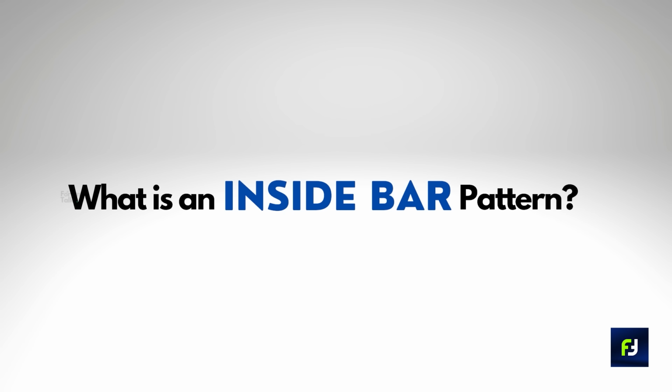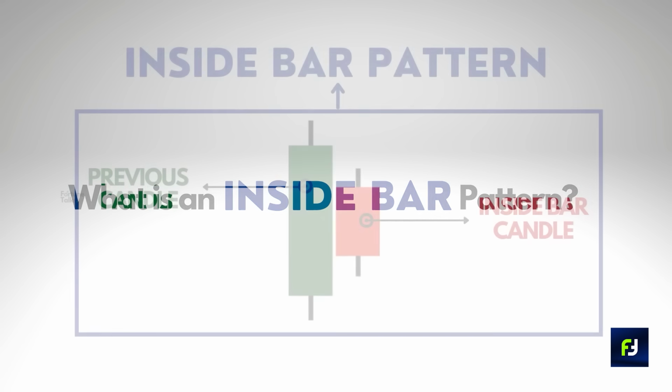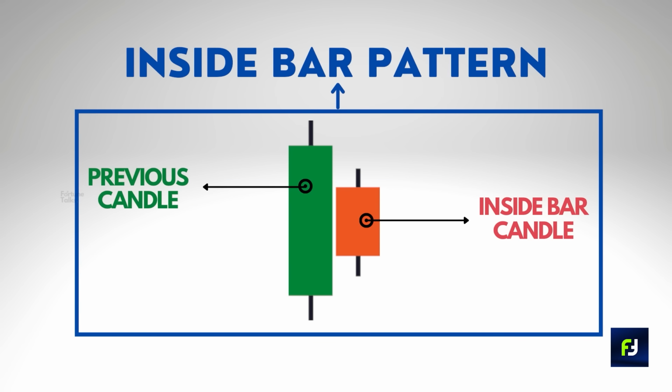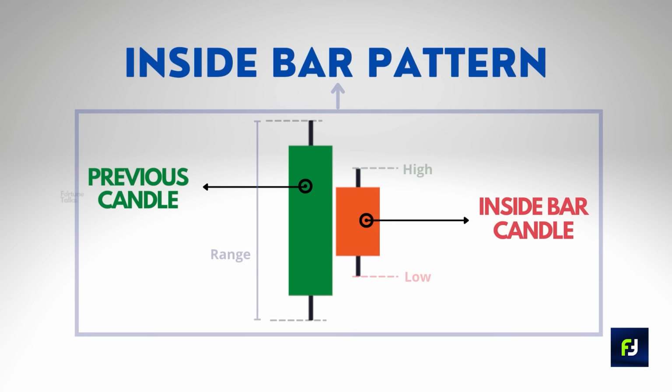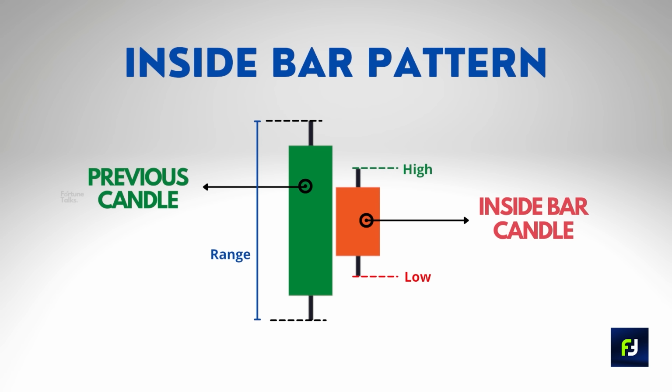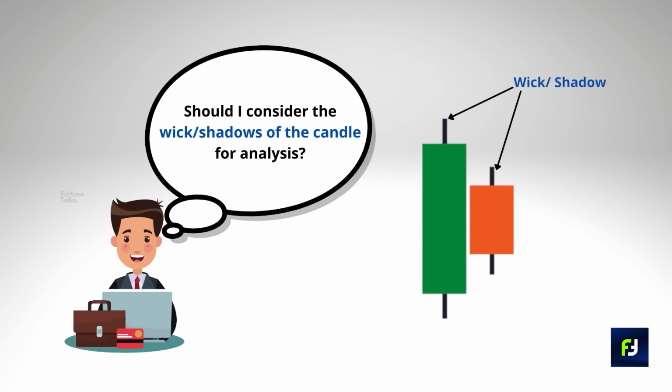What exactly is an inside bar pattern? The inside bar pattern is a candlestick pattern where the price forms completely within the previous candlestick. So for an inside bar to be considered valid, both the high and the low of the candlestick need to be completely inside the previous candle's range. More often than not, traders have this confusion around the wicks or shadows of the candlesticks.